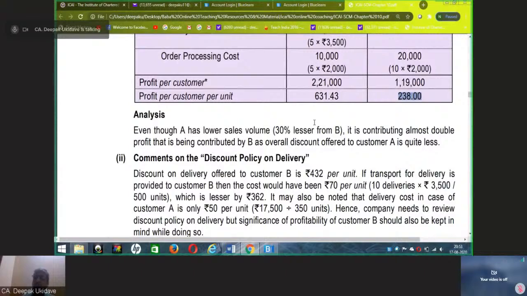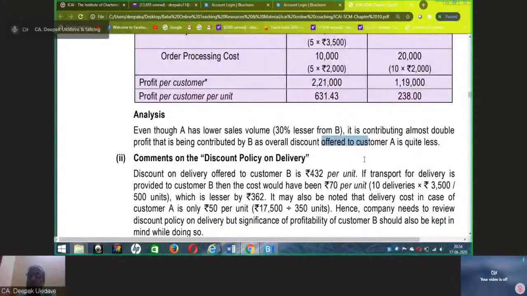Right? Because overall discount offered to customer A is quite less. So what is eating away the profitability of the company is the higher discount cost. See, this is the culprit. We are able to find out the culprit. Culprit means the factor responsible for lower profit. What is the factor? Which is the element which is eating away our cost?